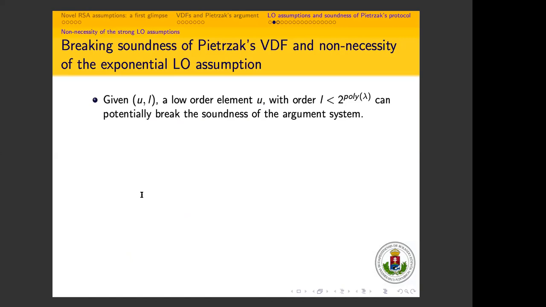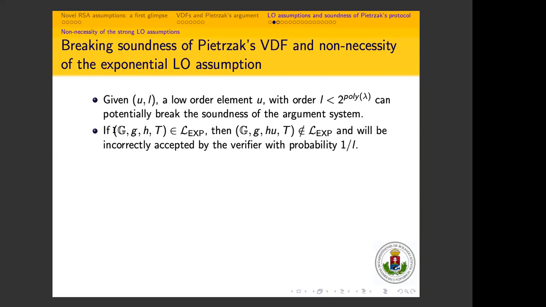And that's where the low order assumption comes into play. Surprise, surprise. So let's say we can break the low order assumption with this bound. Say we have an adversary who can break the low order assumption, which means that it outputs an element u with order l, where l is less than 2 to the poly lambda. And now I'm showing, or I mean, Boneh et al. showed in their paper how this attacker can potentially break the soundness of the Pietrzak protocol.